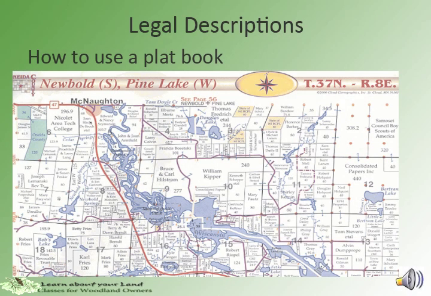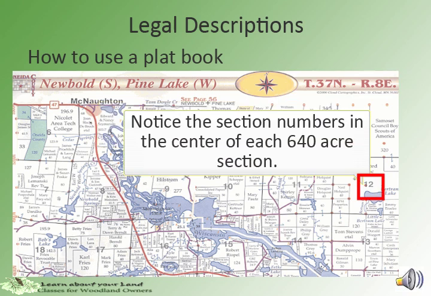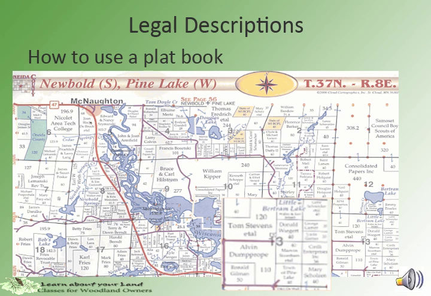Many counties produce print copies of the plat books. You can find your legal description using a plat map. The map shown here is from Oneida County in northern Wisconsin. Each page in the book covers a certain township and range. This page shows Township 37 North and Range 8 East. Notice the section numbers in the center of each 640-acre section. Within each section, ownership is highlighted in the halves and quarters.